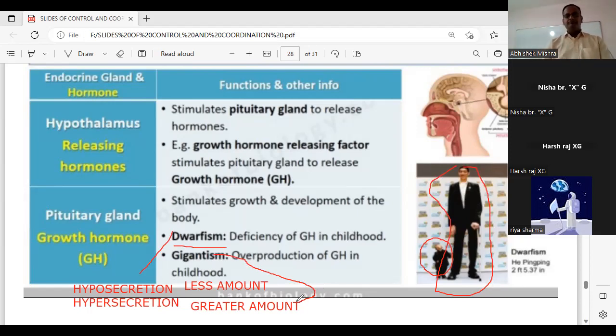Am I clear to all? Through the chat box, give me the reply. Okay, then let me ask you a question. Okay, Nisha, unmute yourself.